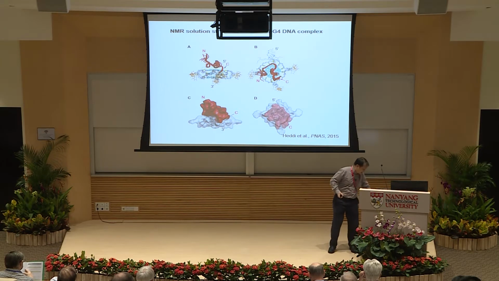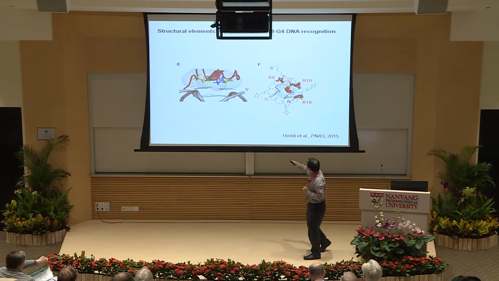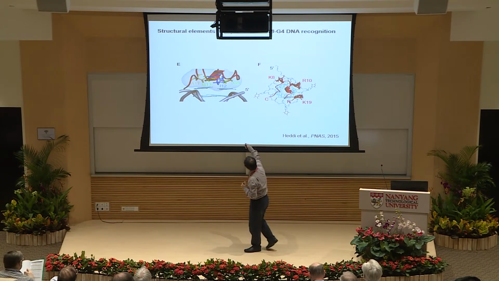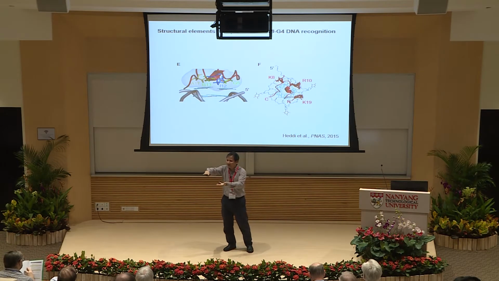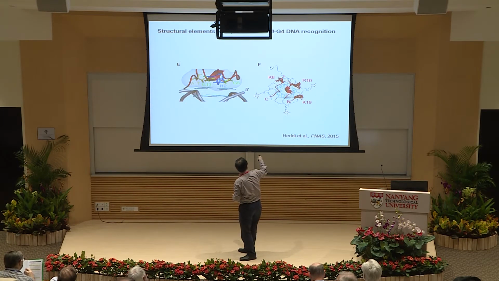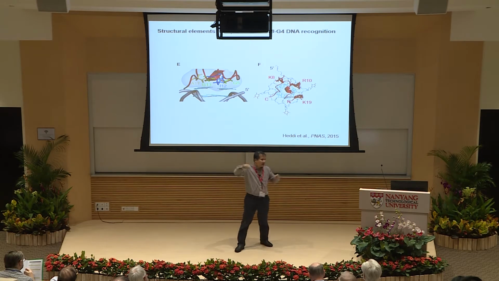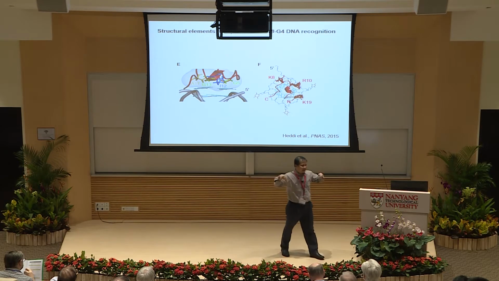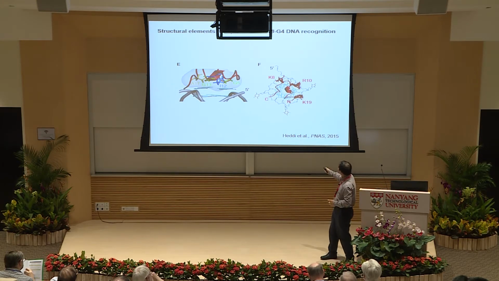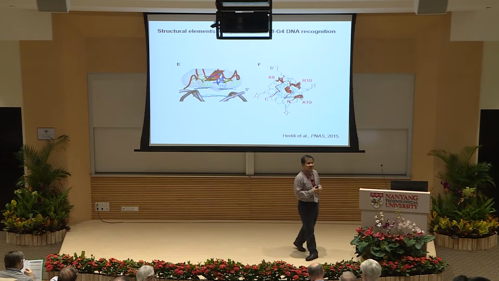If you look at the detail, you see that it uses hydrophobic residues to dock on the platform of G4. It also uses 3 positively charged residues, like 3 fingers, positioned correctly into 3 different grooves, with the specific dimension of quadruplex, to have contact with the phosphate backbone.